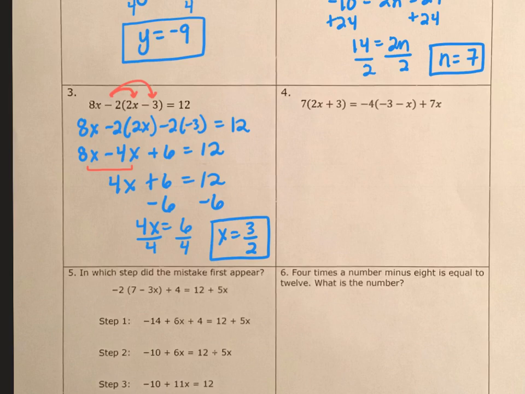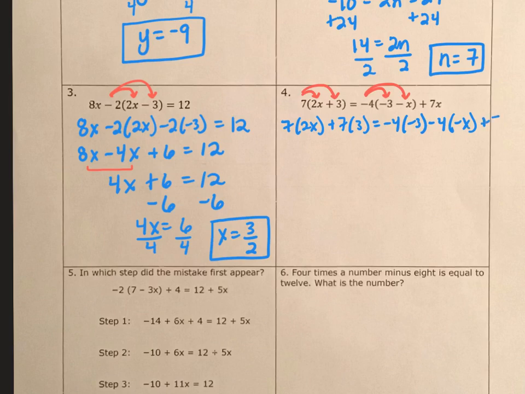Problem number 4, distribution. Okay, now this one's a little bit more complicated because I have distribution on both sides, 7 times 2x, 7 times 3. And on the right side, I have a negative 4 times negative 3, and negative 4 times negative x. A little bit more complicated, but just take it step by step. I've got 7 times 2x plus 7 times 3. And on the right side, negative 4 times negative 3 minus 4 times negative x.